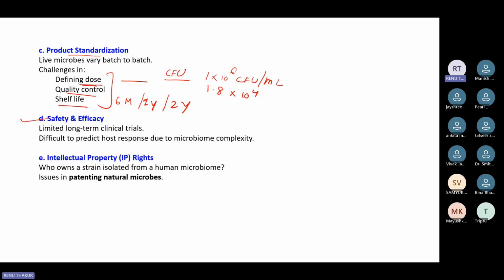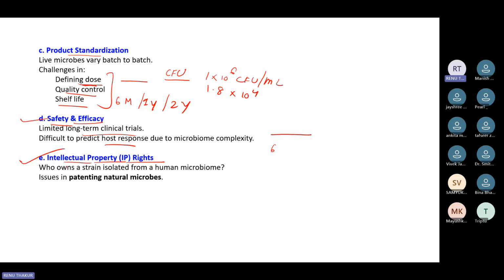Now safety and efficacy. You need to do long term clinical trials, because whenever you are declaring that a drug does not have side effects, you need a long term clinical trial, like 3 to 5 years, 6 years. Only then can you say that this is safe or efficient. Through that you will also be able to predict if the host will develop resistance to that particular antibiotic or not. It is all related to the microbiome complexity, what kind of microorganisms we have in our gut. Now the most important one, intellectual property rights.